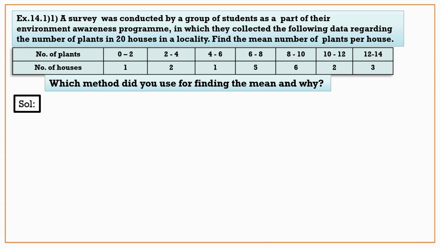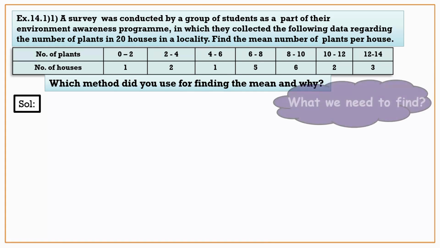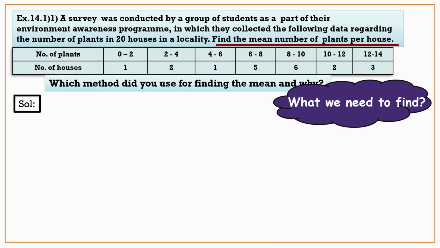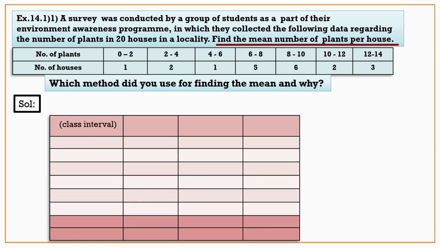So now let's take a look at the solution, how we are going to solve this problem. In this case, what we need to find? We have to find the mean of the number of plants per house. So now let's make the table: class interval, class mark, that is xi, frequency, that is fi, and fi xi. And finally, we need to write the total.